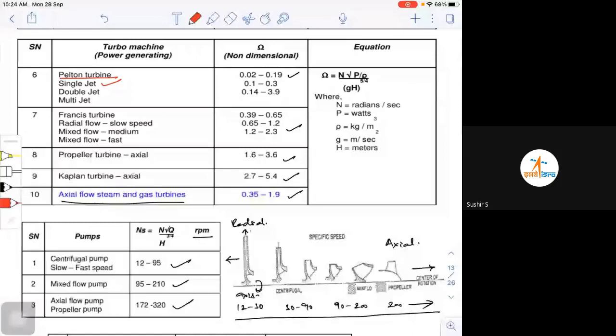Now suppose that number would have been somewhere around 1.5 or 1.6 or 2, then I would have chosen the propeller turbine of axial type, which is this one. So this is how you will be able to use the specific speed calculation as one of the specifications to choose the turbine. Is that clear? Fine.